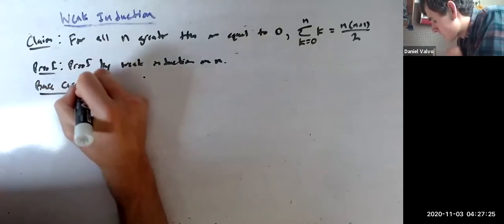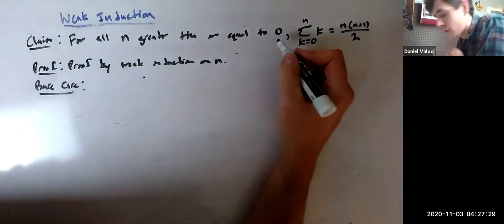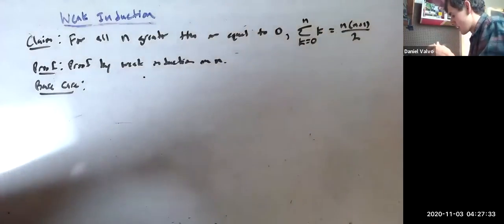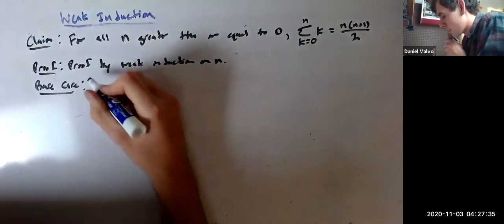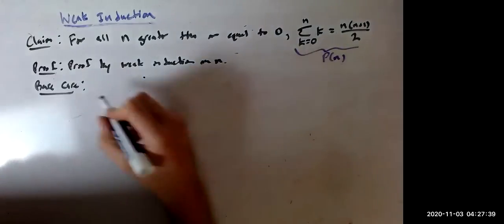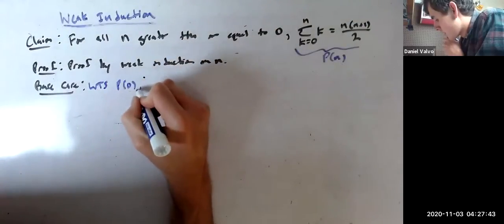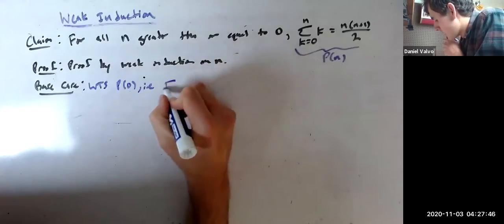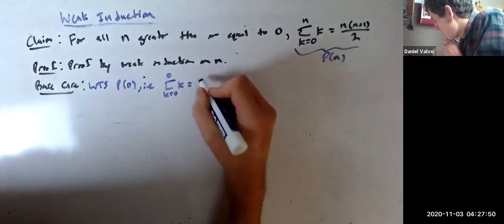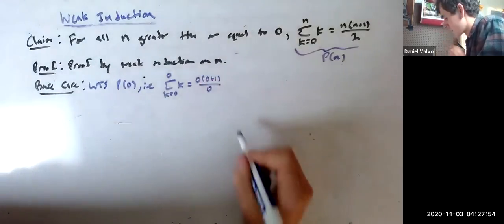You always start with your base case. And for your base case, you want to prove for the first one. Since it works for all n greater than or equal to 0, you want to start at 0. So I'll say, want to show this right here is going to be our P of n. Want to show P of 0, i.e. the summation from k equals 0 to 0 of k equals 0 times 0 plus 1 over 2.